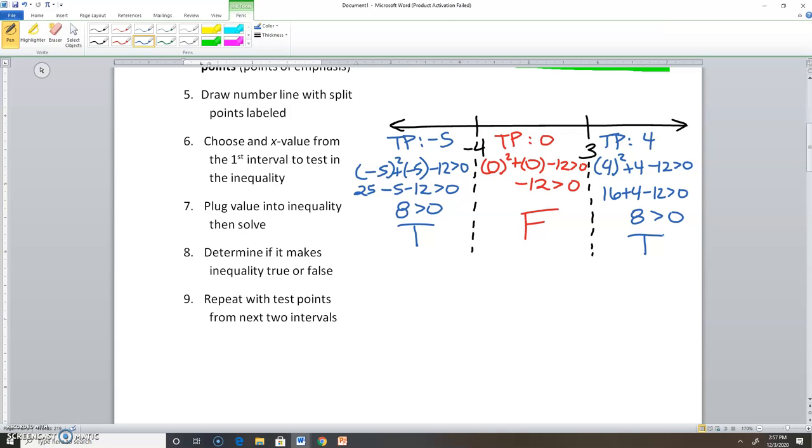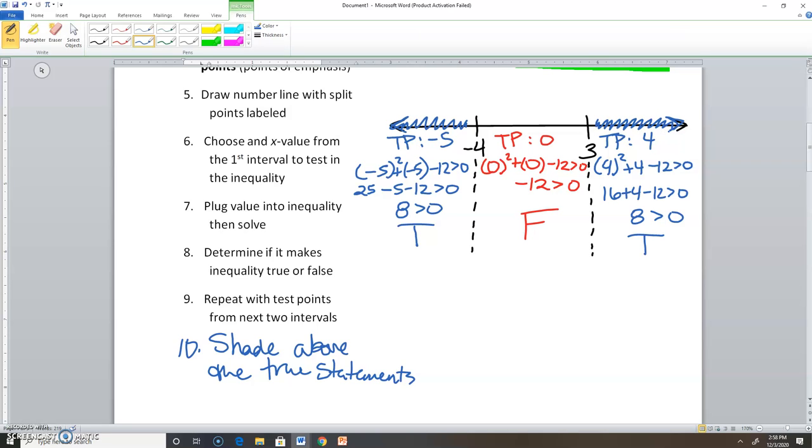Now, we have determined whether it is true or false. So how do I tell what my answer is? Well, we've got this number line up here, and it's just going to be like a normal graph. And we want to shade, I'm going to add a step in, shade above the true statements. So I am going to shade this section right here, because it was true there. And I am going to shade this section right here because it was true.